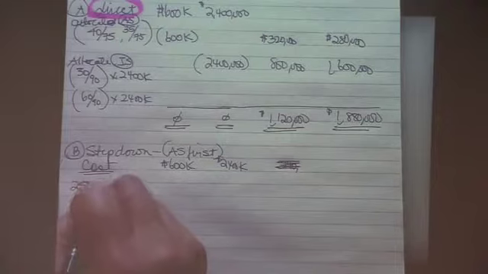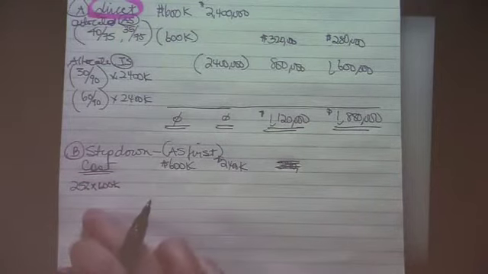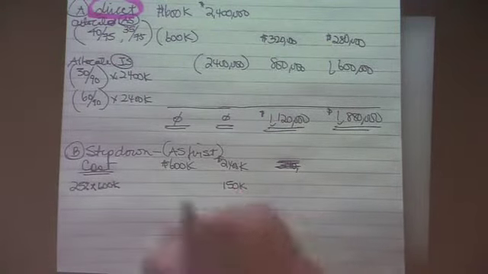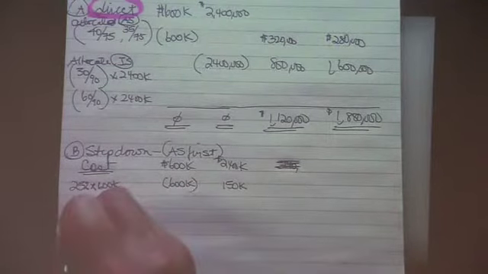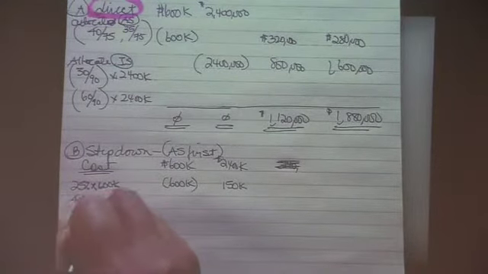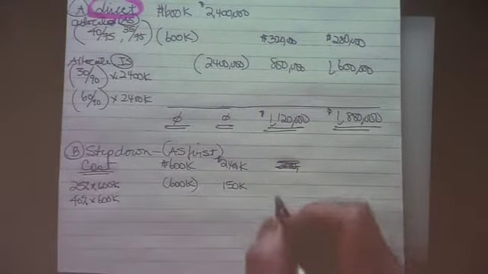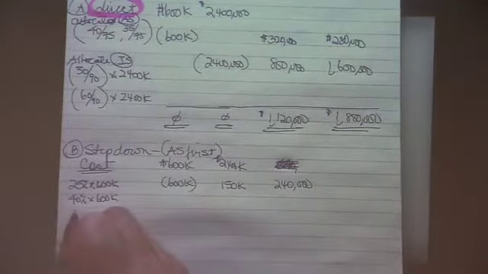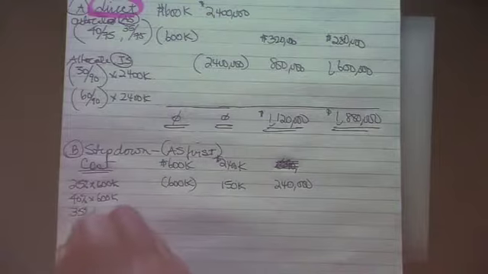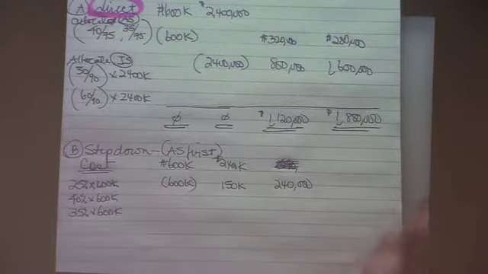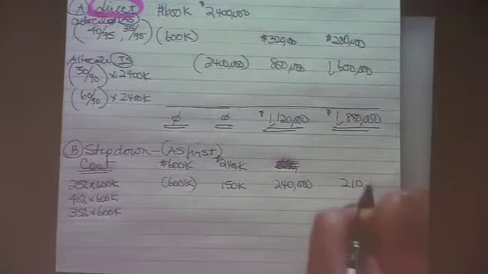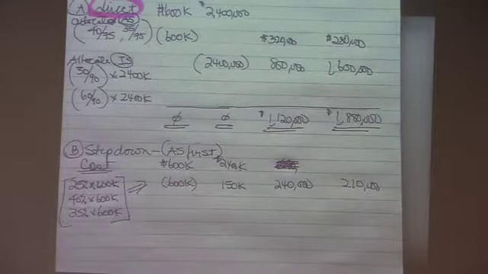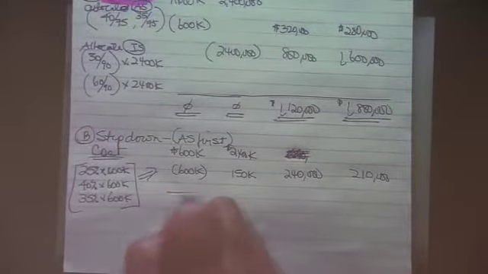times 600,000. And that is 150. And 40% of 600,000, that goes to 240 here. And then 35% times 600,000 is 210,000 here. So this is to allocate this. Now, this then becomes 0.